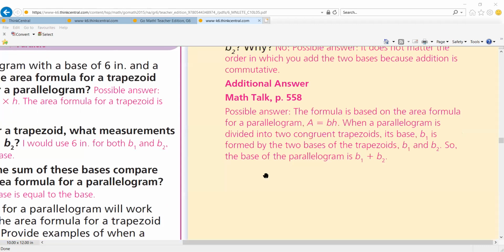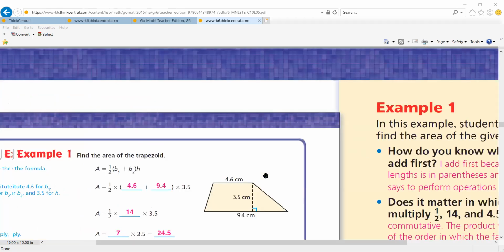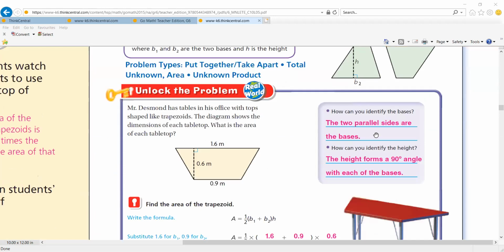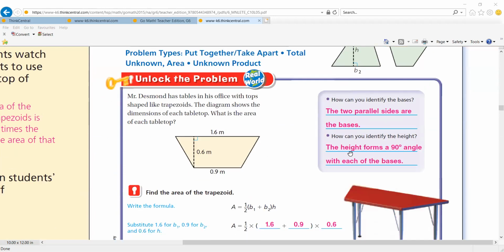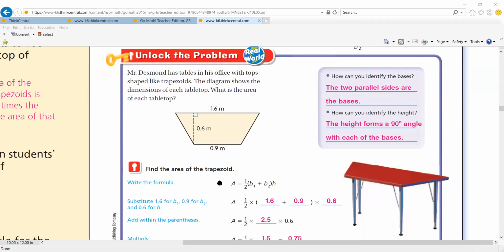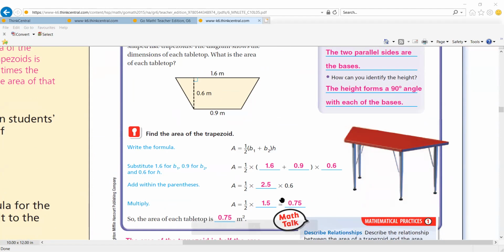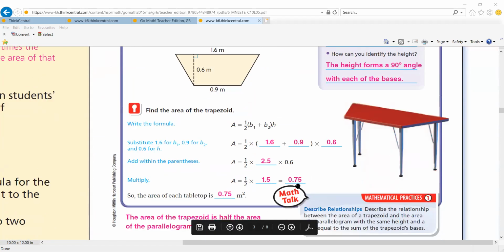Okay. So now come to the first page. How can you identify the bases? The two parallel sides are the bases. Now, base one is 1.6. Okay, they took the upper one. The longer one, we always take as base one. 1.6 and 0.9. When you add this, you get 2.5. You multiply with height 1.5, and when you divide by 2, you get 0.75.